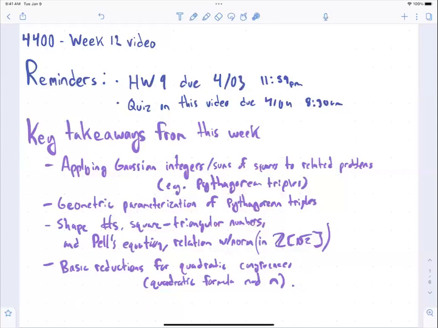Okay. And then finally, we finished up the week on the last half of Thursday by going through some basic reductions for studying quadratic congruences. Basically, we studied what happens with the quadratic formula mod n, and saw that the key thing to understand, if you want to be able to solve quadratic congruences, or at least know when they have solutions, is what the squares are modulo a prime number, in particular modulo an odd prime number. Okay.